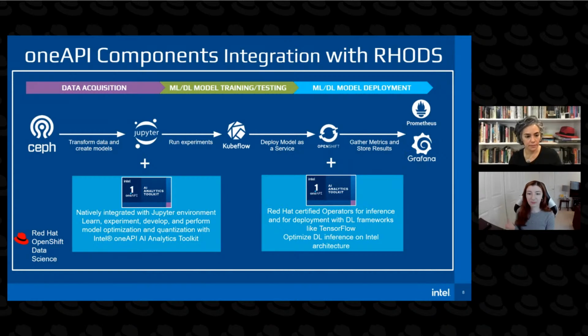And then for OpenShift, of course, this is all available as a Red Hat certified operator. And we also have opportunities for inference and deployment with deep learning frameworks such as Tensorflow, and working with the OpenVINO toolkit, which I believe was talked about previously on this podcast, for deployment as well.